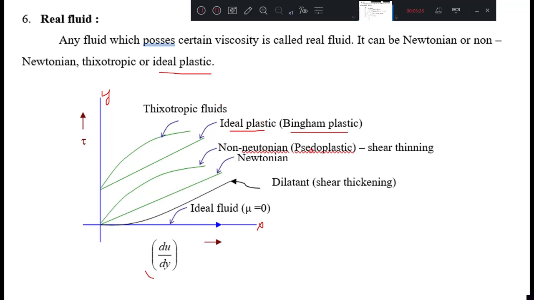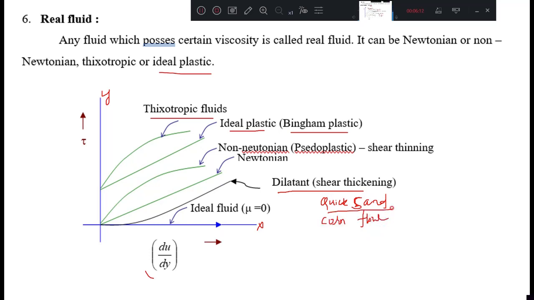Non-Newtonian fluids, the pseudoplastic fluids, are the shear thinning fluids. These are the dilatant fluids, that is, shear thickening fluids. Shear thickening means that as you go on increasing the stress, the viscosity goes on increasing. Examples are quicksand, corn flour or starch. They are classified as shear thickening fluids.